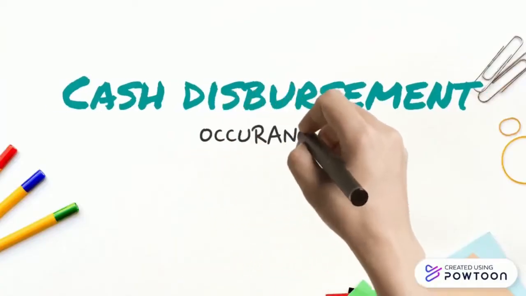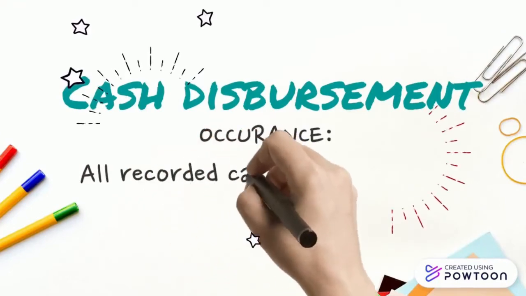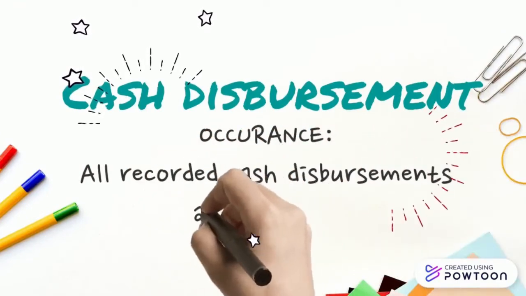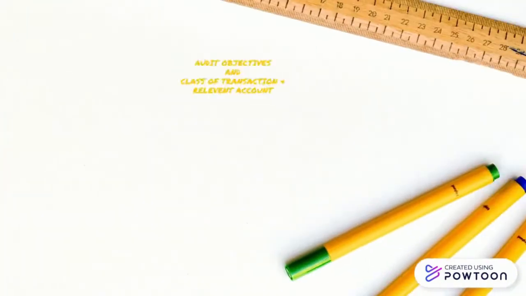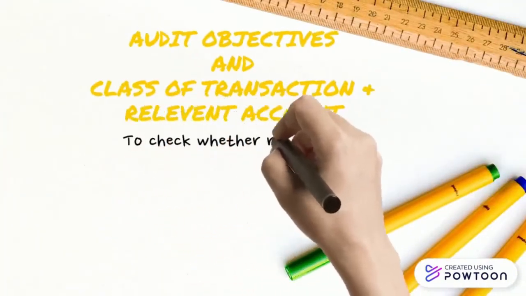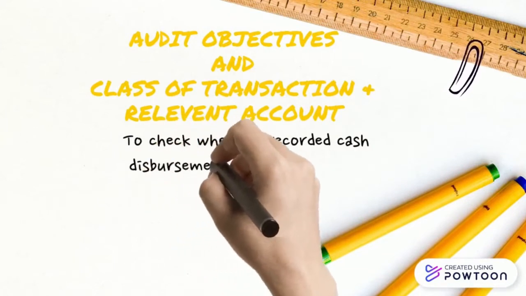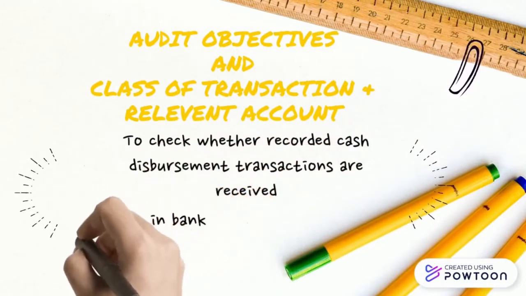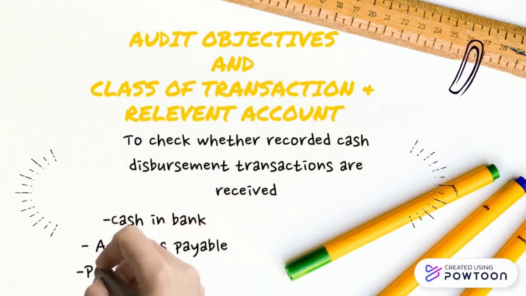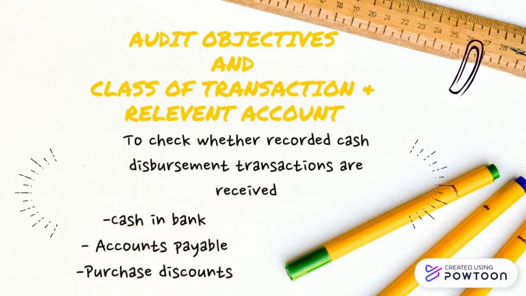Okay, let's proceed to cash disbursement occurrence. All recorded cash disbursements have occurred. Next, the audit objective of occurrence in cash disbursement is to check whether recorded cash disbursement transactions are received. For class of transaction and relevant accounts, they are cash in bank, accounts payable, and purchase discount.